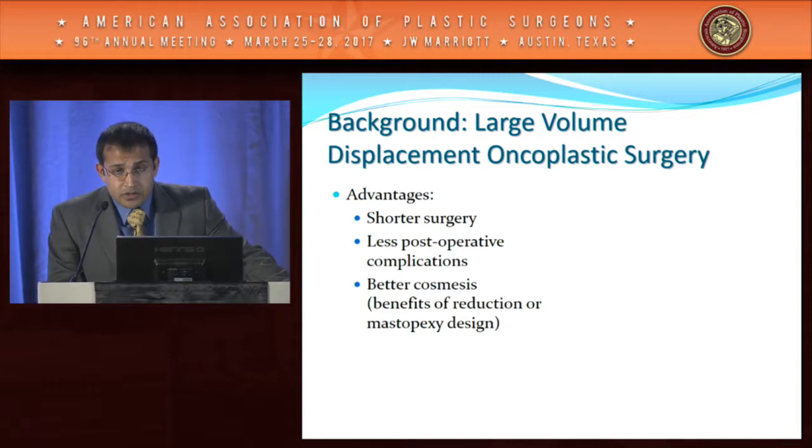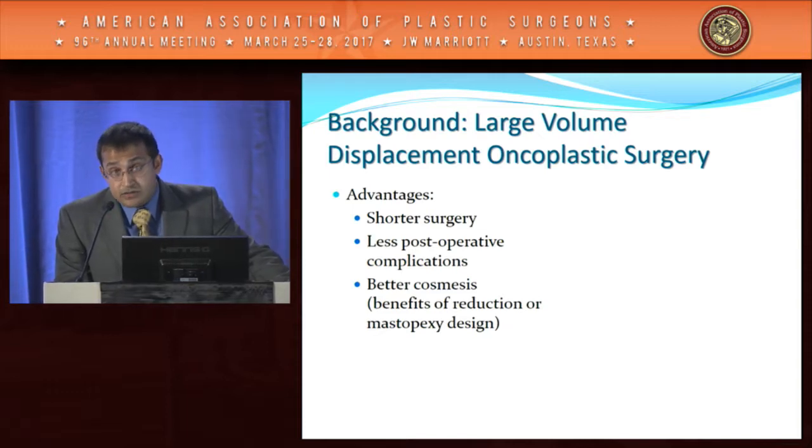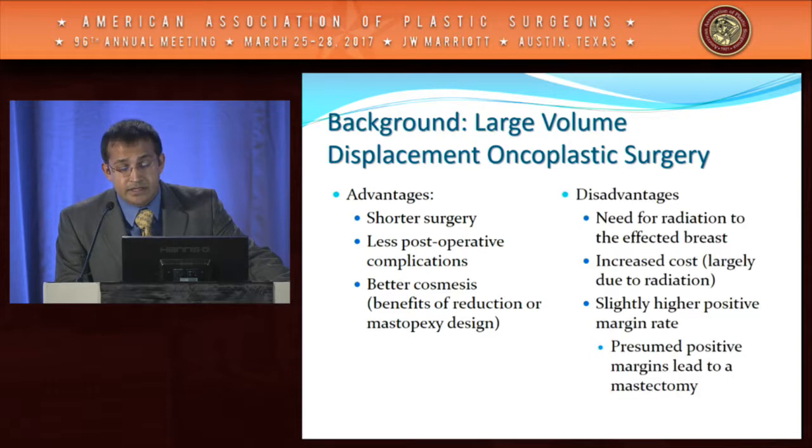Large volume displacement oncoplastic surgery compared to mastectomies also has its advantages. It's a shorter surgery, has fewer postoperative complications, and some would argue has better cosmesis with the benefits of the reduction or mastopexy design. It has its disadvantages: the need for radiation to the affected breast, increased costs because of this radiation, and also a slightly higher positive margin rate.